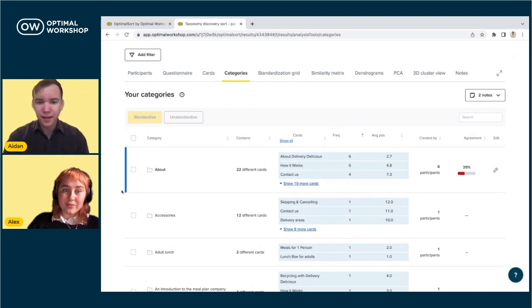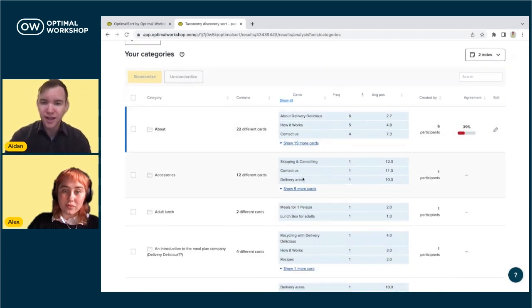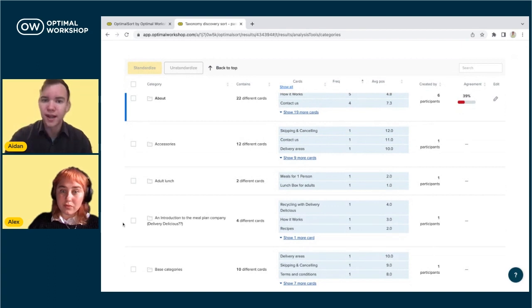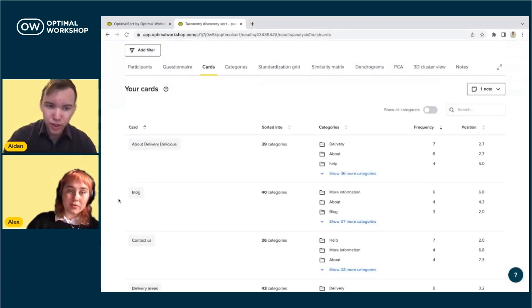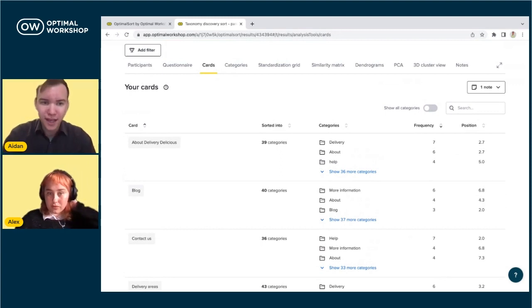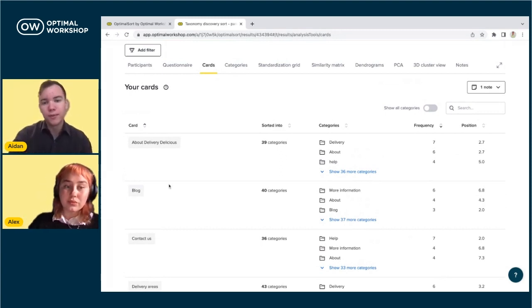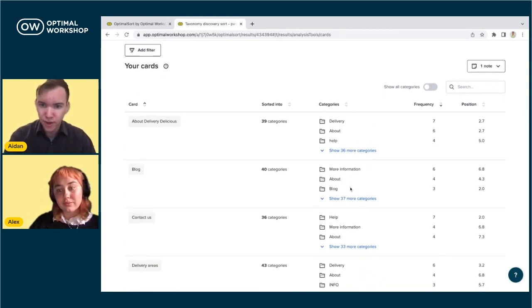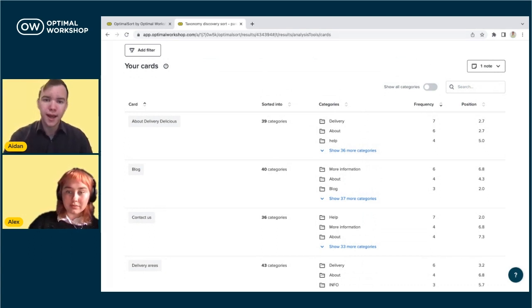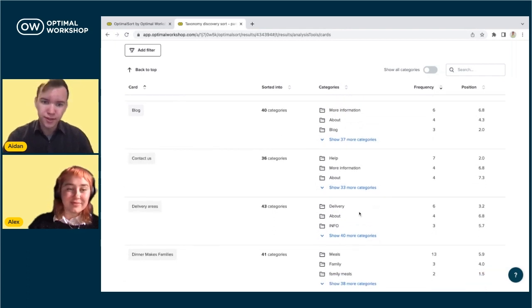Investigating the cards that make up these categories is going to give a lot of detail and insight into how people were perceiving that content, grouping that content, as well as labeling it. Also in the cards tab, you get the inverse of that categories tab, where for each card, you're able to see what category it was placed into. You start to see some trends show through in terms of the frequency of particular cards being placed in certain categories, of where people are placing certain content and perceiving certain content to fall under.